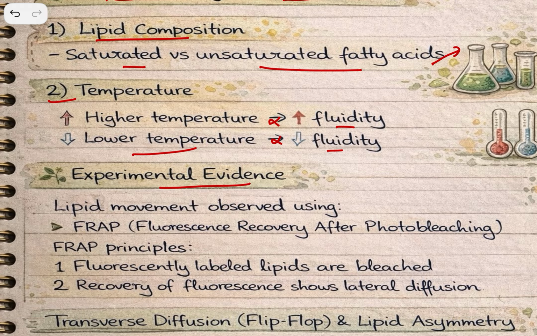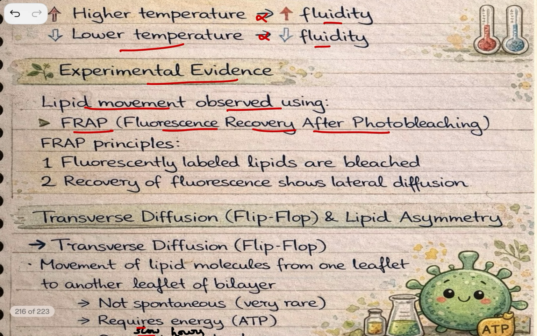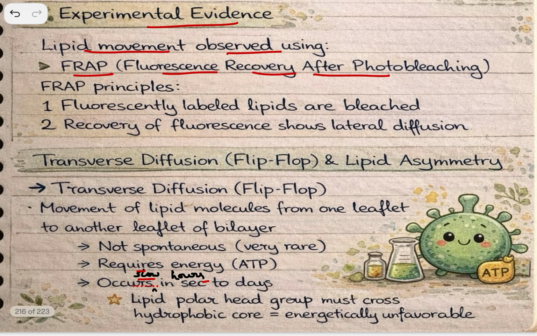Next is experimental evidence. Lipid movements are observed using FRAP, fluorescence recovery after photobleaching. It is a microscopic technique in which a small region is bleached with a high intensity laser and then the recovery of the fluorescence is monitored as unbleached molecules diffuse back into that area. By this we can observe the movement of lipids.